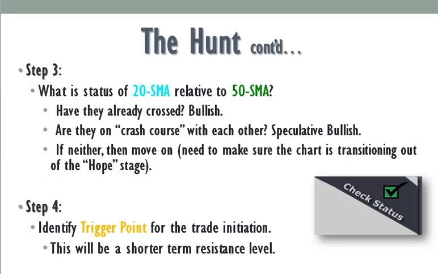For step number 4, we now need to figure out our trigger point. So that's where we go into our toolbox of identifying resistance levels. And like I said, usually this is going to be a shorter term resistance level, but you can wiggle around that one if you want.